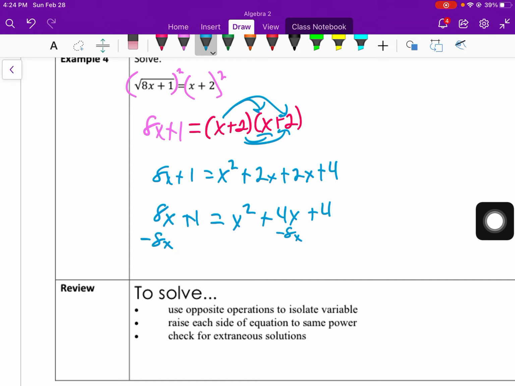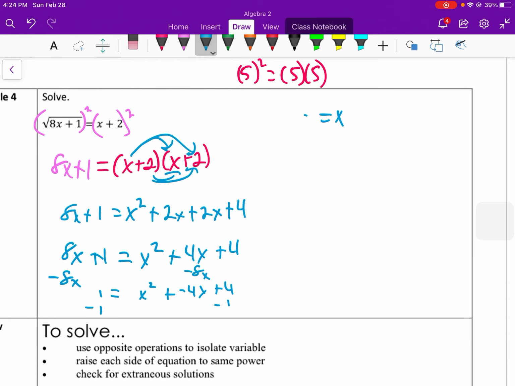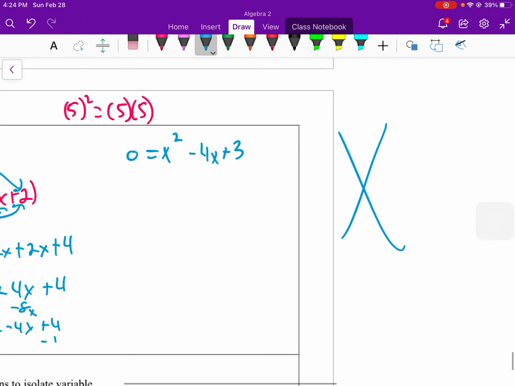So we must subtract 8x. So x squared plus negative 4x plus 4 equals 1. So we must subtract 1 from both sides. So subtract 1, subtract 1. So up here we have x squared minus 4x plus 3. And then if we do our AC method, A times C equals B, we're looking for something that multiplies to 3 and adds up to negative 4.